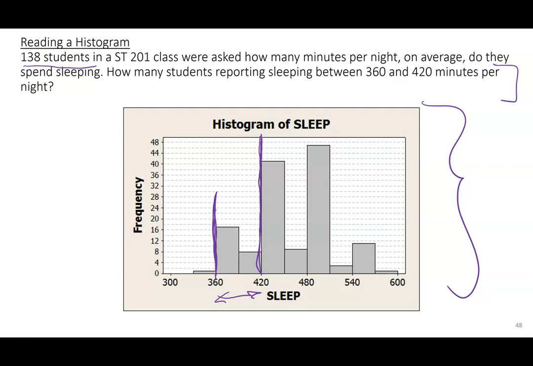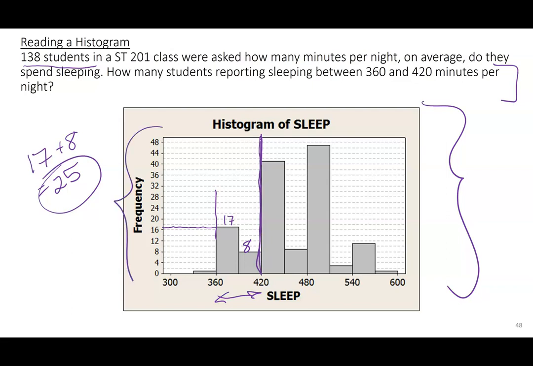So here it just wants to know how many students. I'm going to try and line things up here. Looking here, I would argue that looks like 17. This lines up here. This looks like 8. So 17 plus 8. So 25 of the 138 students reported that they slept between 360 minutes and 420 minutes. So that would be our solution here.